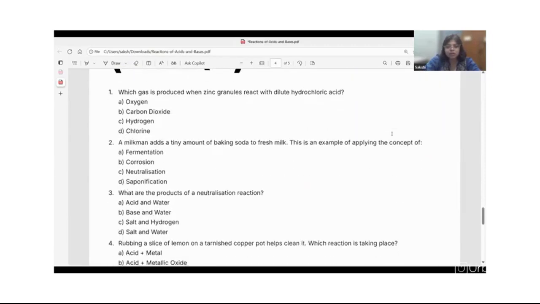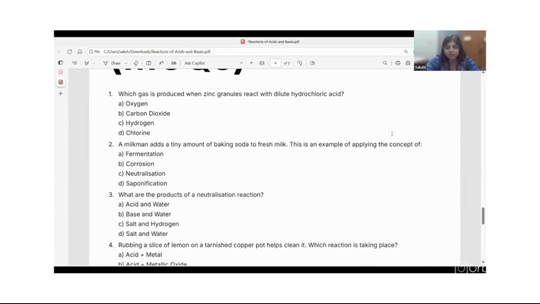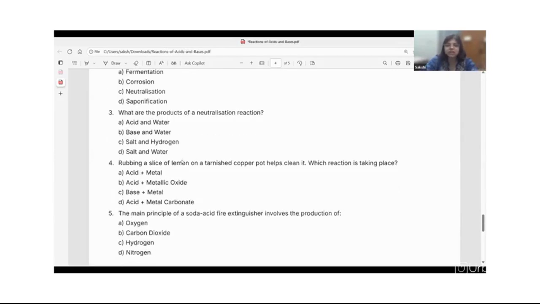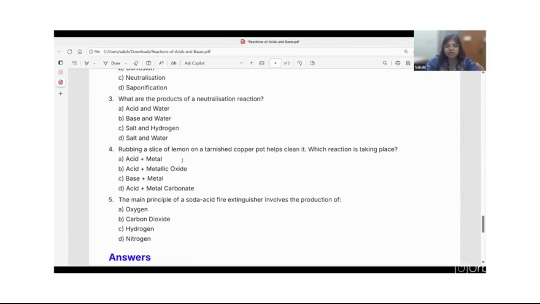This is what we had learned in the previous video. Which gas is produced when zinc granules react with hydrochloric acid? Yes, it is hydrogen gas. Next. A milkman adds a tiny amount of baking soda to the fresh milk. This is an example of what? This is applying the concept of what? This you need to tell, this is your homework. What are the products of neutralization reaction? Again, I have explained what the products are.